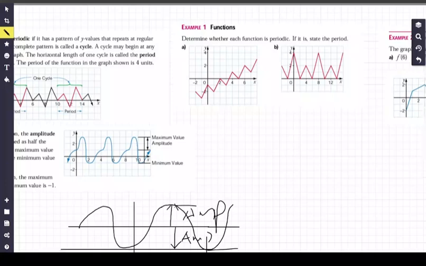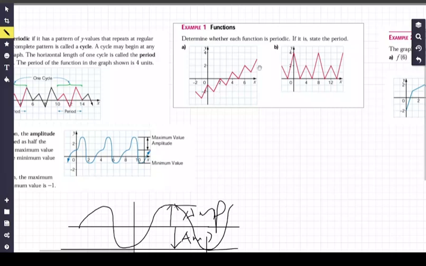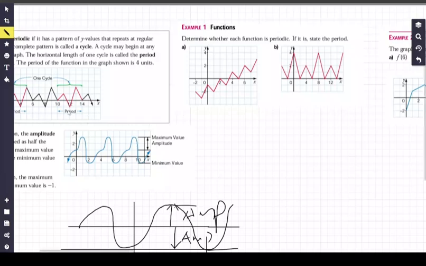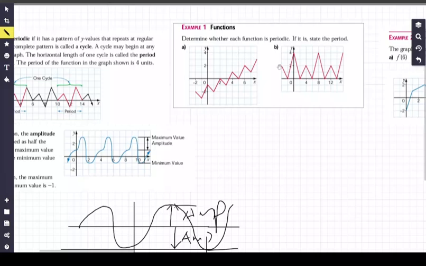So let's go ahead and do some examples and practice. Determine whether each function below is periodic or not. First example: this function rises up. It follows a certain pattern, but it doesn't repeat itself. So no, unfortunately, A is not a periodic function. B, we look at it. Is it a periodic function?